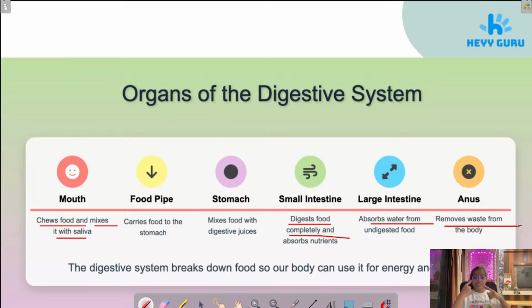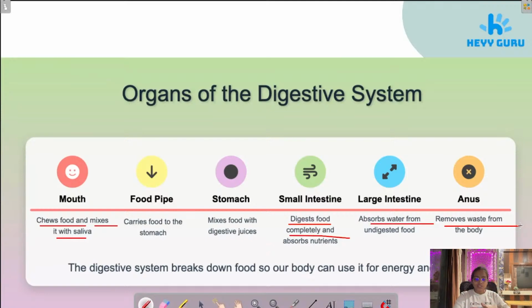Mouth helps to chew your food, then the food pipe carries the food from your mouth to your stomach. The stomach mixes the digestive juice, then after that it goes to the small intestine. The small intestine absorbs all the nutrition, all the proteins from the food, and whatever the waste is goes to the large intestine. Then from the anus, it will remove whatever the waste is from your body, okay.